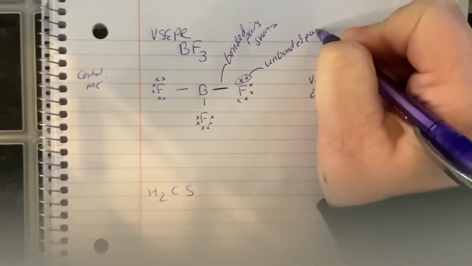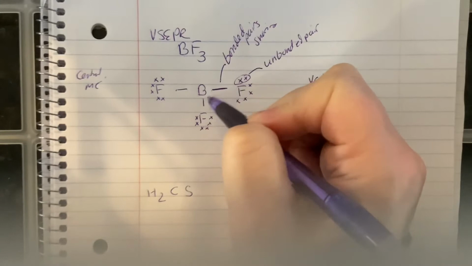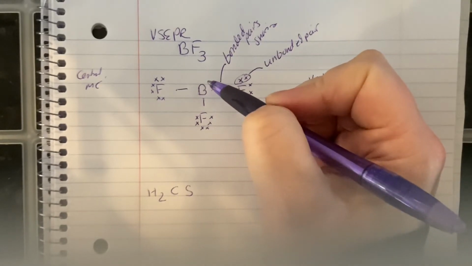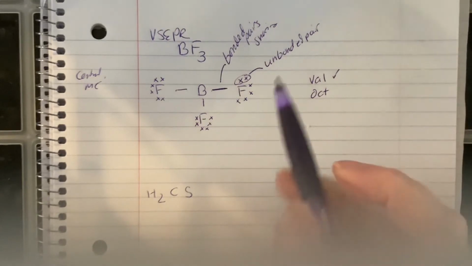I don't call those lone pairs. I tend to just call the ones around the central atom lone pairs, so that when you're looking at your VSEPR chart, you don't get confused.